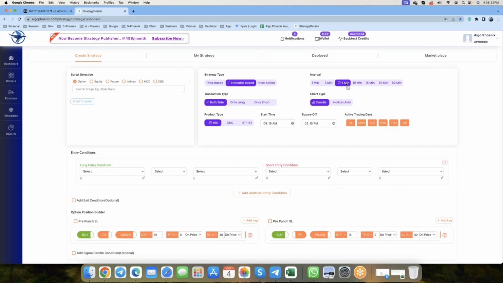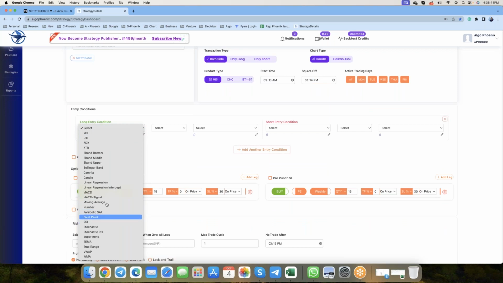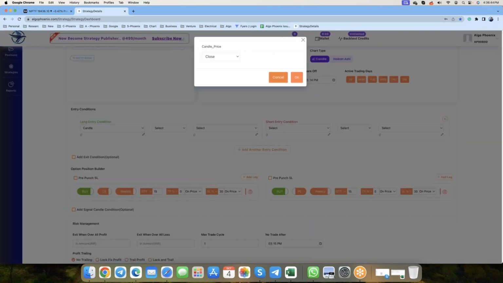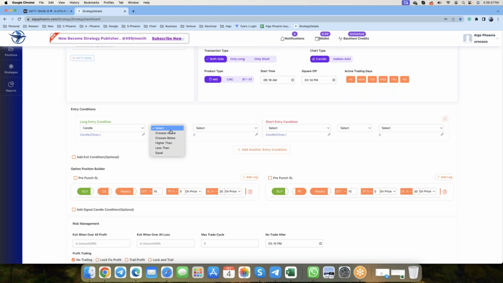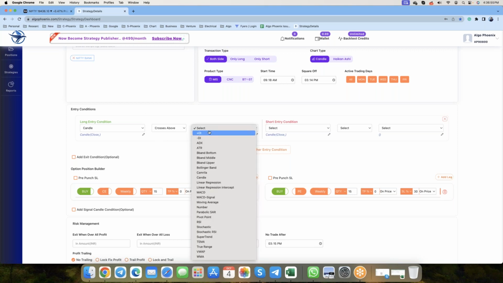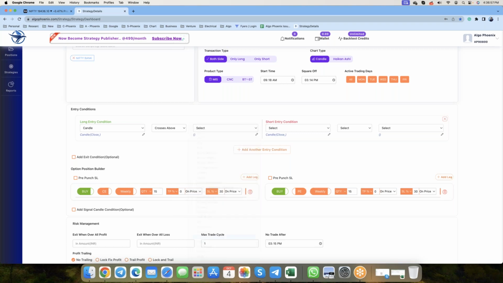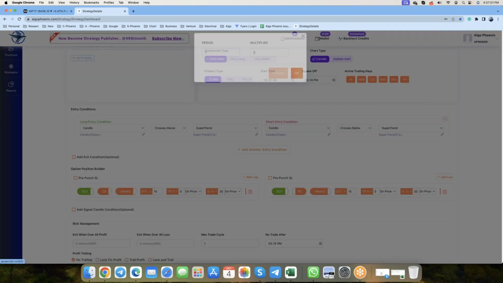I'll keep it as 5 minutes, or I can change whatever time frame I want. First, we'll try with 5 minutes. I will say execute my trade after 9:18 a.m., maybe after 3 minutes once the market settles down, and square off at 3:14 to avoid auto square off by the broker. And I will say my candle closing has to cross above, so for example, my candle crosses above Supertrend 7.3. Let's try this.